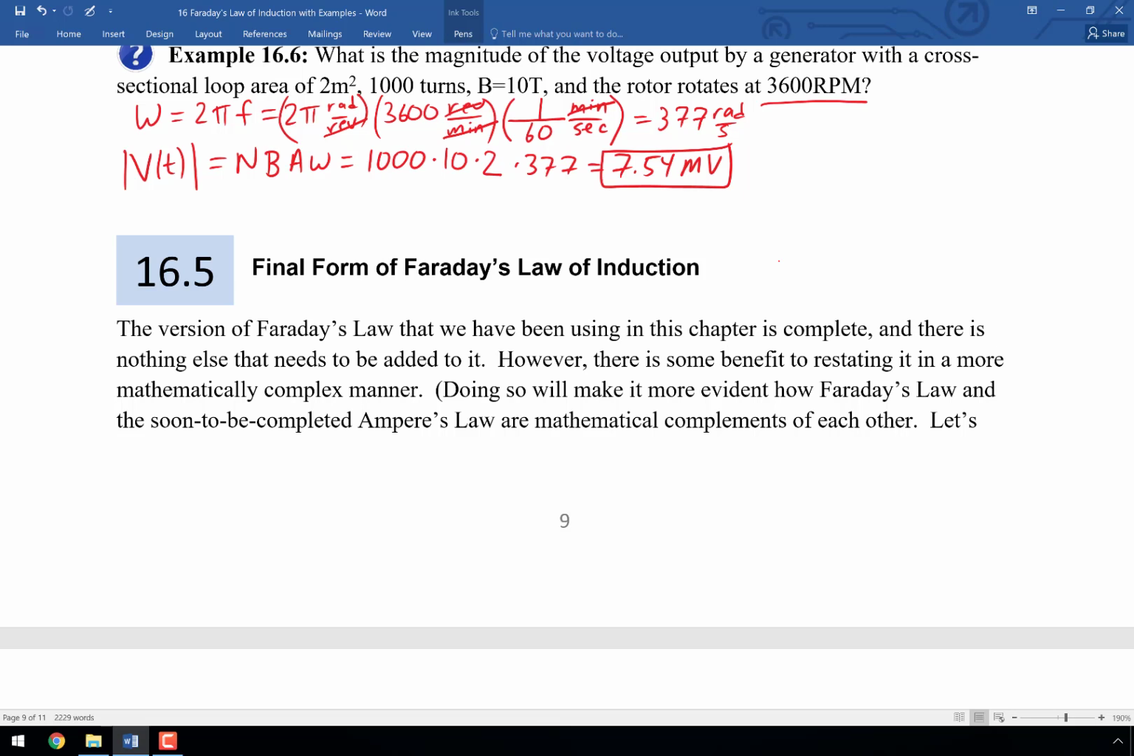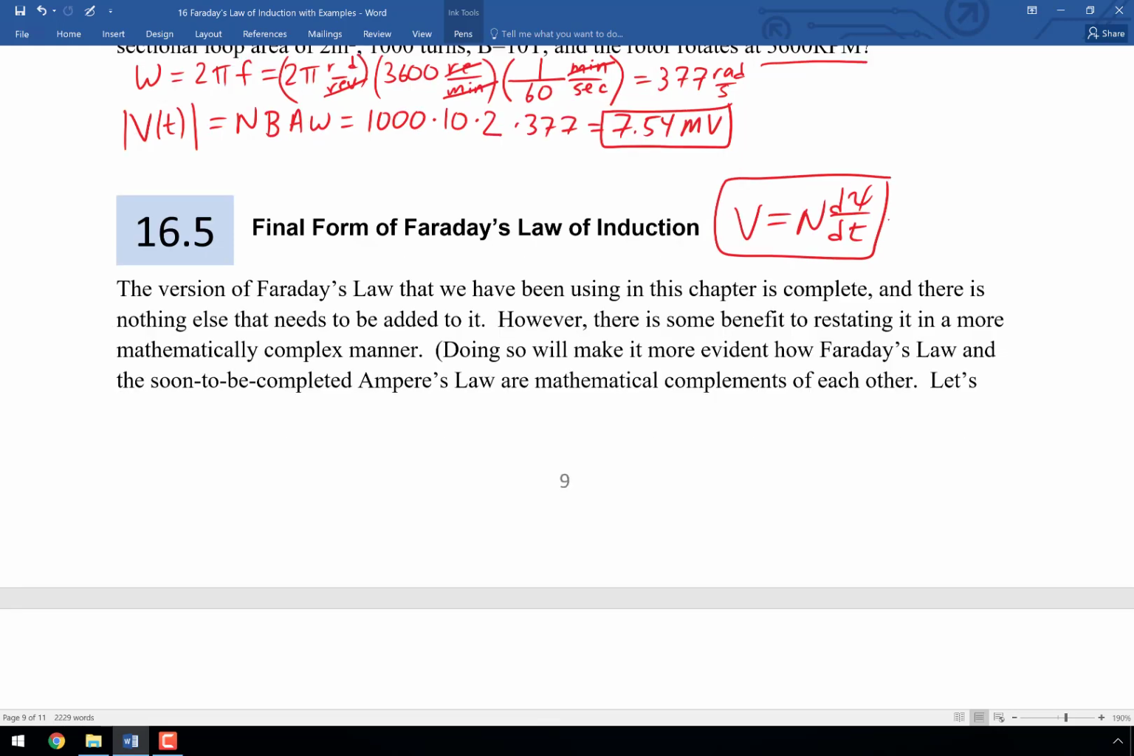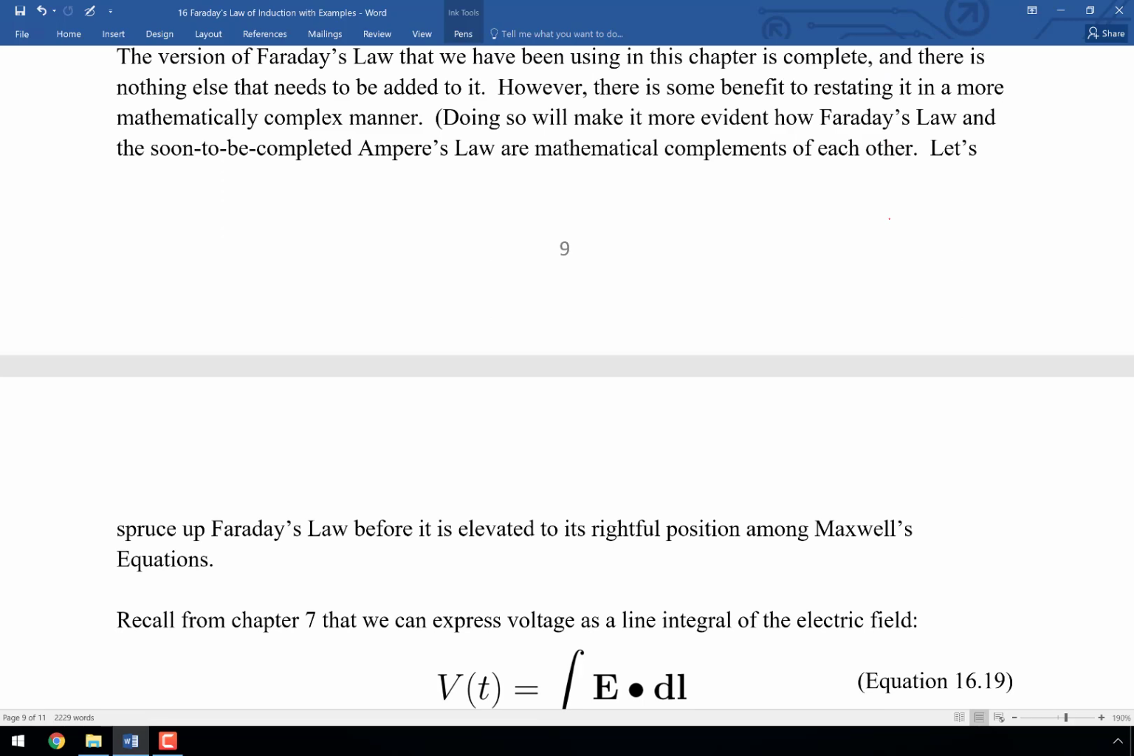So we're going to make it a bit more mathematically complex, which I guess to me kind of seems to hide the significance. Remember, it's not hard. V equals N d psi dt. I wish somebody would have taken me aside when I was 20 years old and said V equals N d psi dt, because what I got was this big formal official version of it.